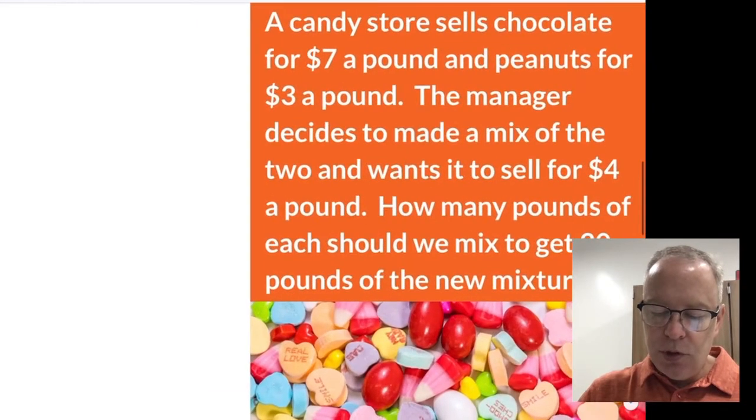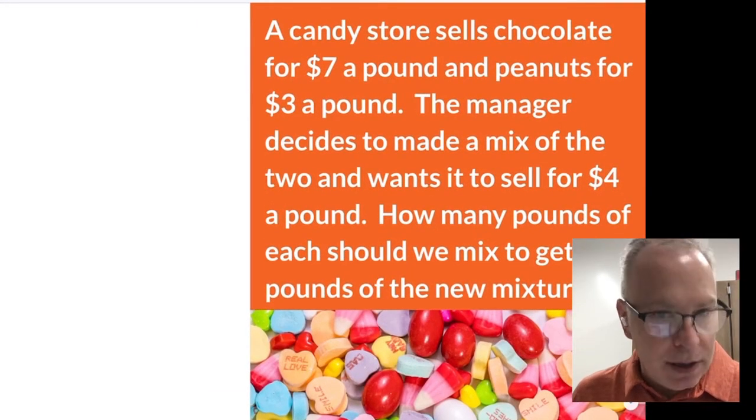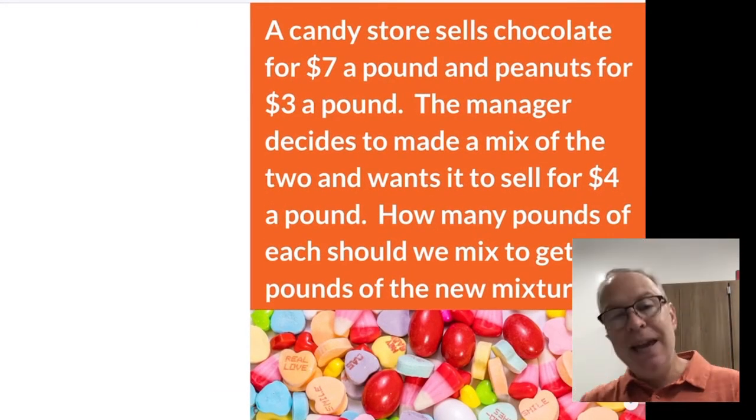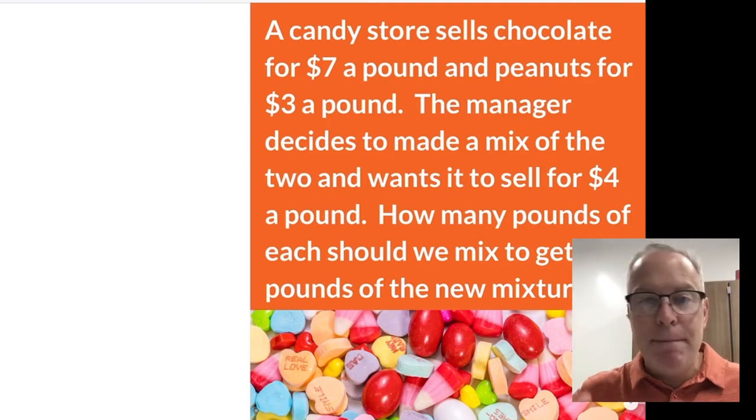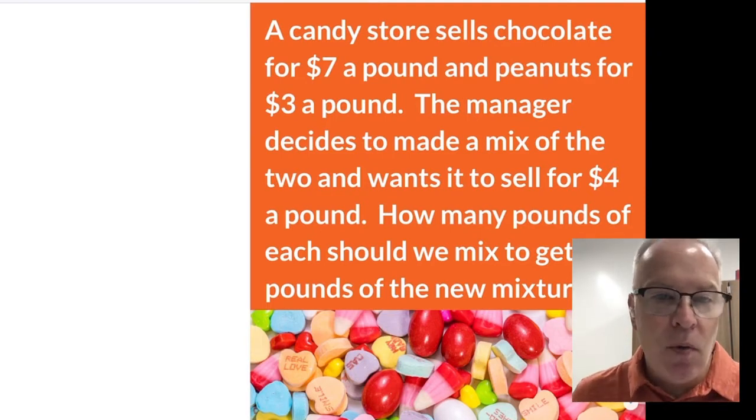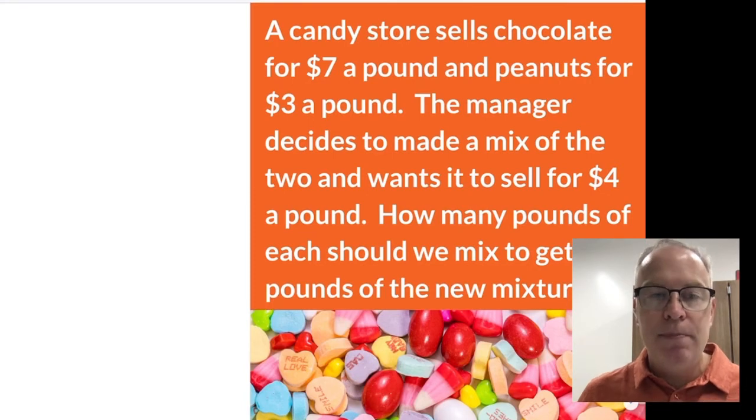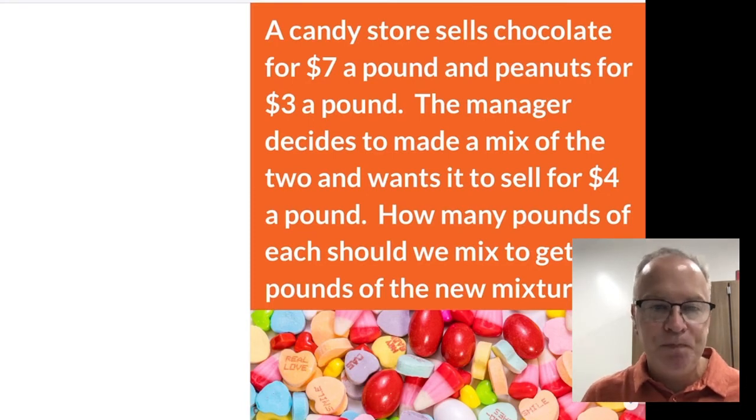All right, this one's a little tricky. A candy store sells chocolate for $7 a pound and peanuts for $3 a pound, but they're going to mix it together, and they want to be able to sell it for $4 a pound using the same pricing.